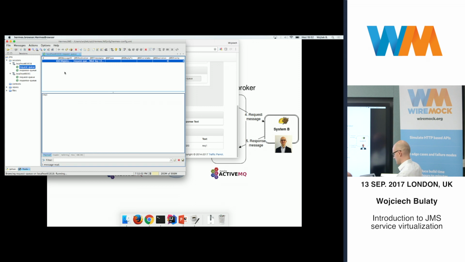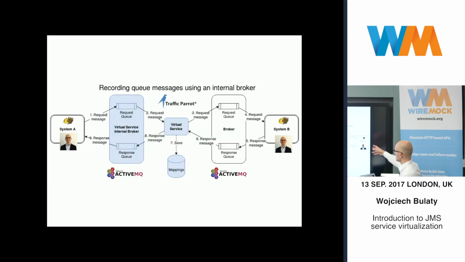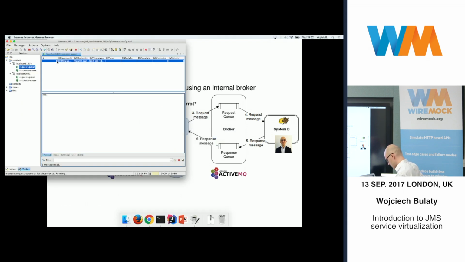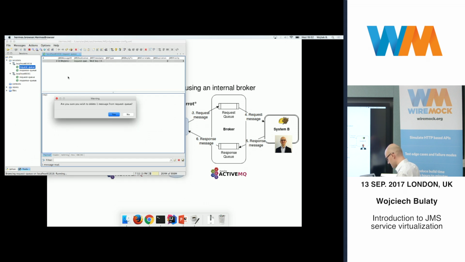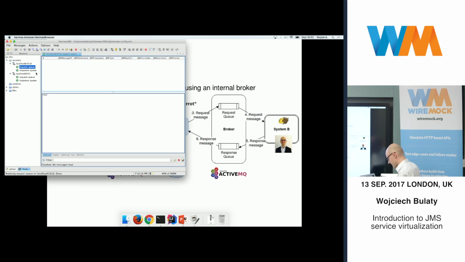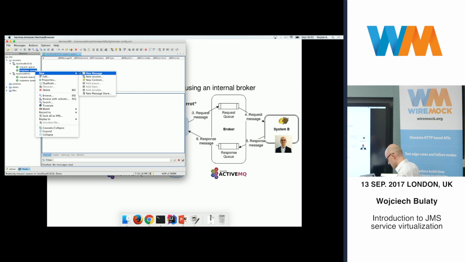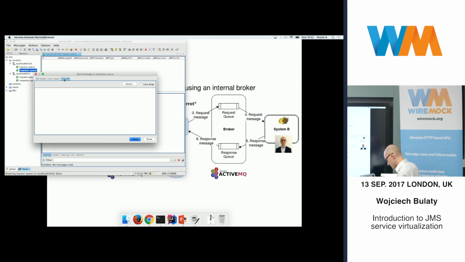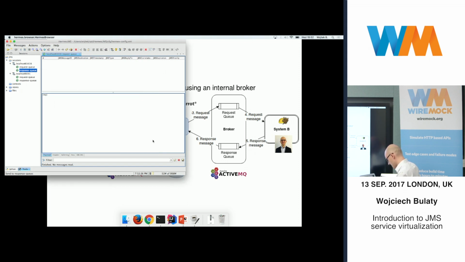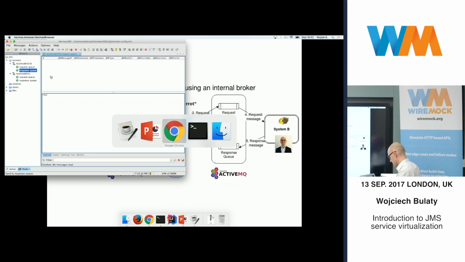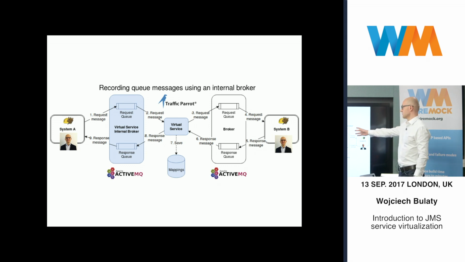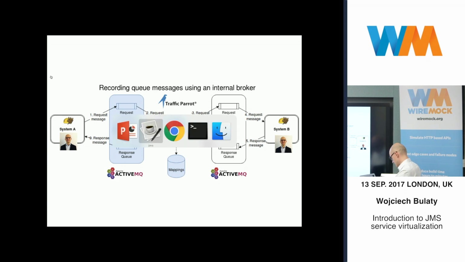So now I'm going to pretend to be system B, consume that message, and produce a response message. So I'm consuming this guy by deleting it and producing a message to the response queue. There we go. So what should have happened now is the virtual service should have noticed it and we should see something on the response queue in the virtual service broker. So let's have a look at that.